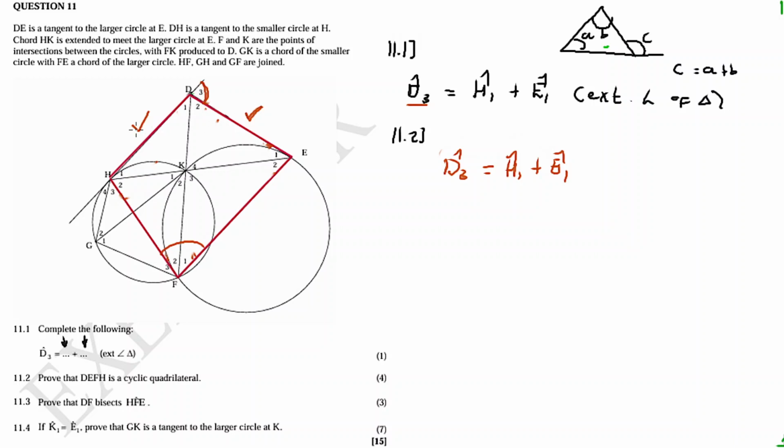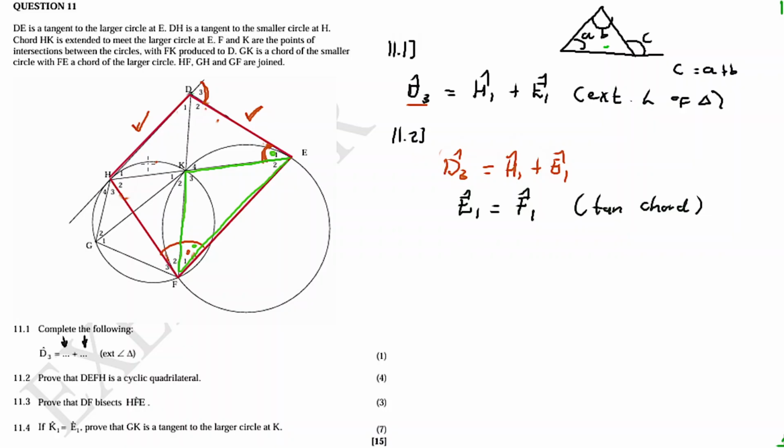The tangents are going to come in handy here. E1 is equal to F1. How do I know? The tan-chord theorem. This is a tangent, DE is a tangent. Hence I kept on emphasizing that: narrow down your information. So E1 and F1 are equal. It's the tan-chord theorem. So E1 is equal to what? F1. Okay? You write down the reason: tan-chord.